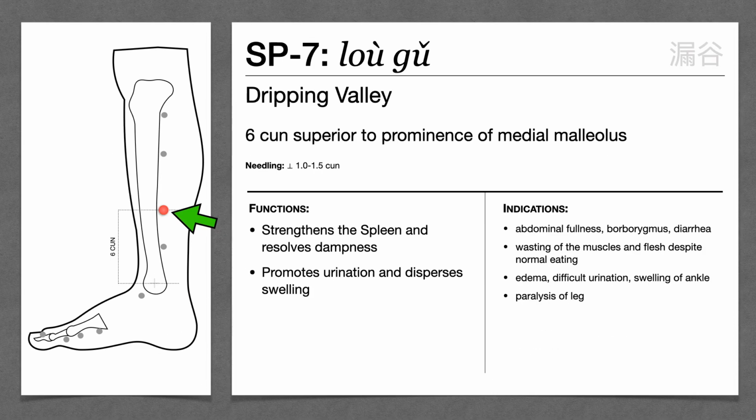Spleen 7, honestly, isn't very interesting. It doesn't have a category, so it isn't always very commonly used. If we wanted to point something out, we could say that the name of this point is Dripping Valley, and it can be used for water retention and urination problems.